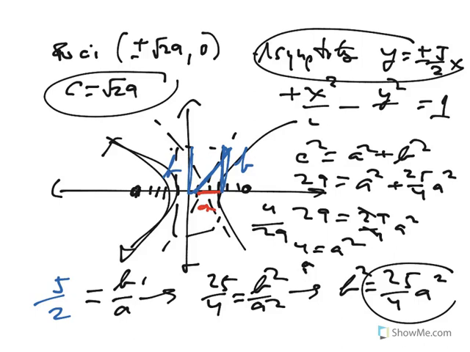The a squared goes underneath the one with the plus. And if b squared is 25 over 4 a squared, it's 25 over 4 times 4, which is 25, which is the answer to that question. So those are the three scenarios we did in this lesson.